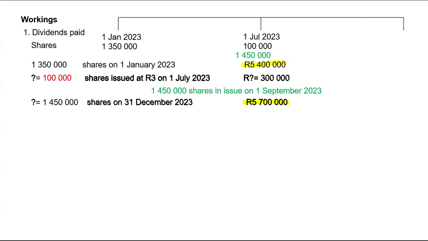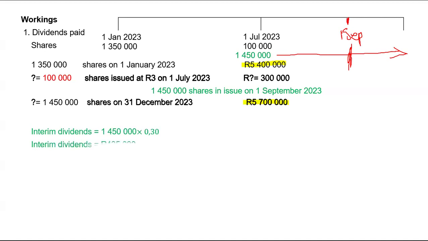So we're going to have these shares issued up until the end of the year, meaning that even when we get to September, on the 1st of September, we will still have that number of shares issued, which is 1,450,000. So since we declared dividends here at 30 cents, we will just take that 1,450,000 and multiply it by 30%, and that will give us our interim dividends of 435,000.